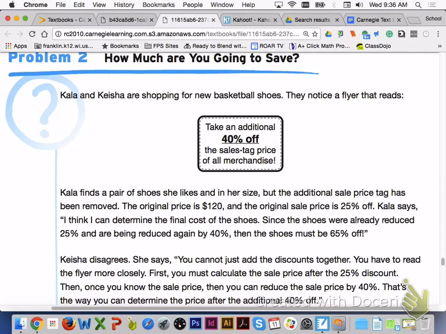Kala says, I think I can determine the final cost of the shoes. Since the shoes were already reduced 25% and are being reduced again by 40%, then the shoes must be 65% off. Keisha disagrees. She says you cannot just add the discounts together. You have to read the flyer more closely. First, you must calculate the sale price after the 25% discount. Then, once you know the sale price, then you can reduce the sale price by 40%. That's the way you can determine the price after the additional 40% off.